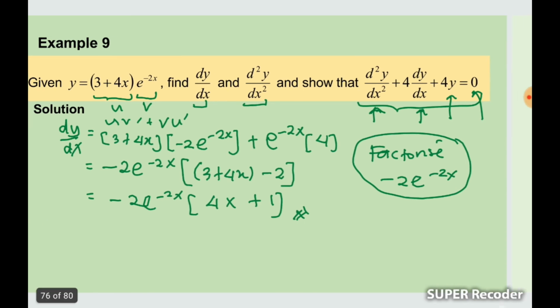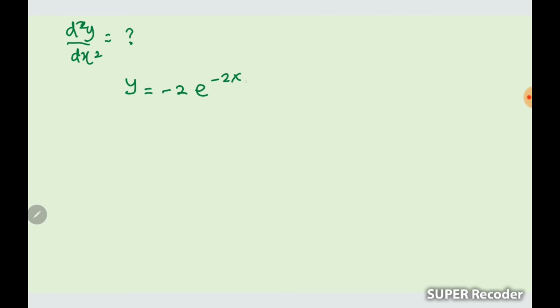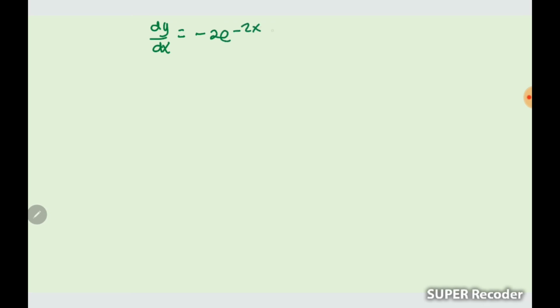Okay, then we continue to find d squared y dx squared. d squared y dx squared is equals to, remember, we just found out what is dy dx. Given dy dx equals to negative 2e negative 2x multiply with 4x plus 1.